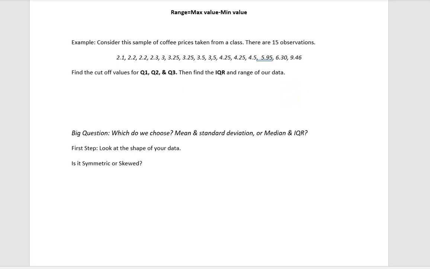So let's consider this example where we took a sample of coffee prices from a class and we had 15 observations. So if I have 15 observations, I want to cut this into fourths. Whenever I cut anything into fourths, I like to cut it in half first. So we have 1, 2, 3, 4, 5, 6, 7, and the 8th observation will be the middle. Next I'm going to cut this part in half. So I have 1, 2, 3, 4, 5, 6, 7 observations. So my fourth one will be the middle there, and then 1, 2, 3, 4.